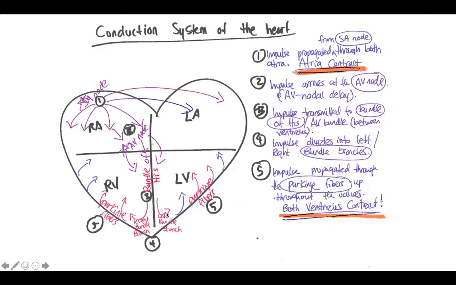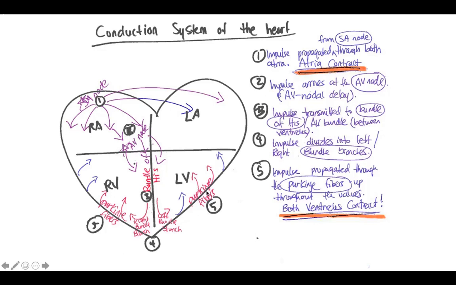Okay, from there, we split off into right and left bundle branches. So the left ventricle has left bundle branches, the right ventricle has right bundle branches, and this is how the impulse splits off as it gets to the bottom of the ventricle and then starts working its way up toward the top of that ventricle.